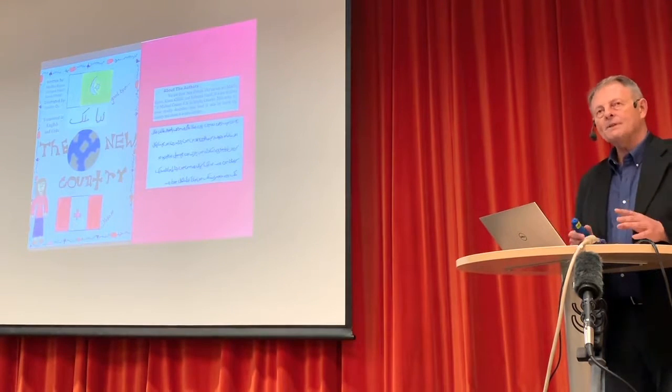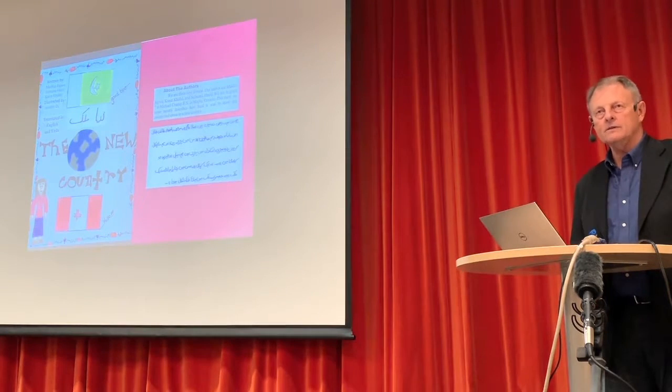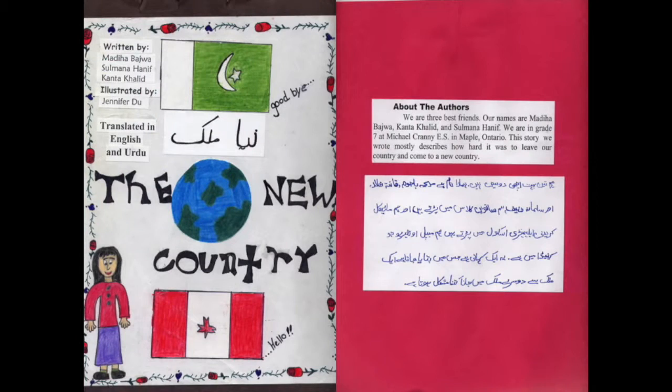This example was done by the same teacher that did the other dual language books, but in a different year. This is a book in Urdu and in English. It was written by 3 students from Pakistan. They were 13 years old. Sulmana and Kanta had been in Canada for about 3.5 years, and their English was pretty fluent. Mediha had just arrived about 6 weeks before they started this project, and her English was minimal.